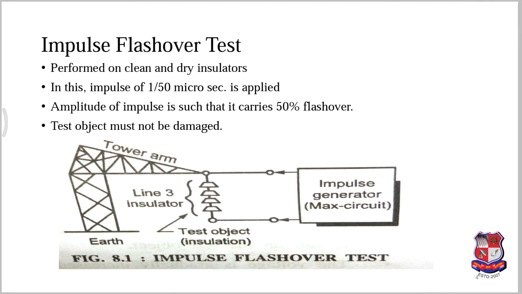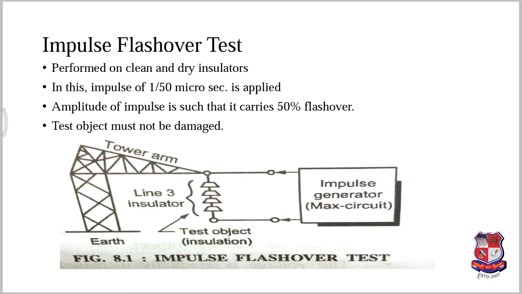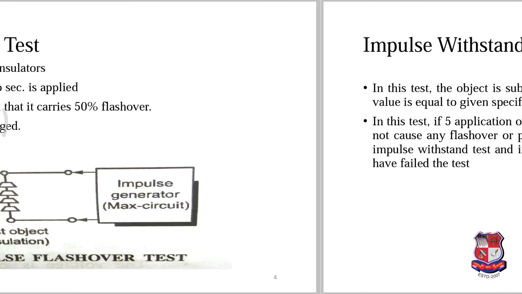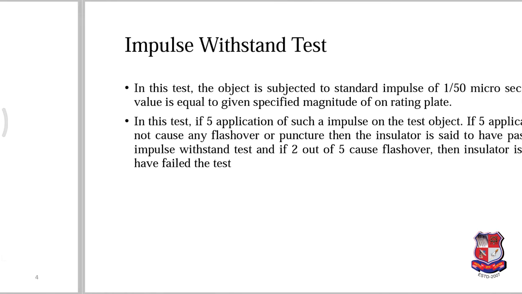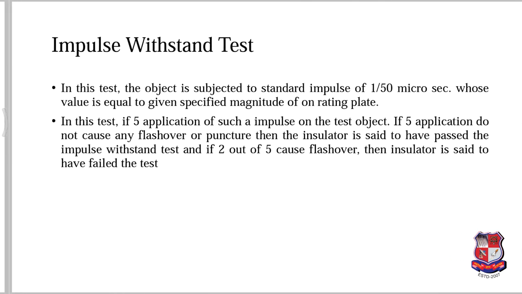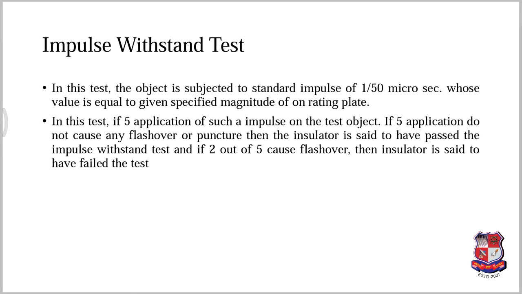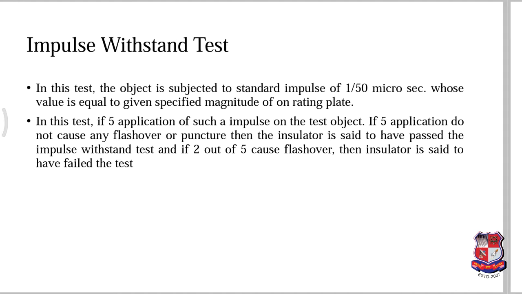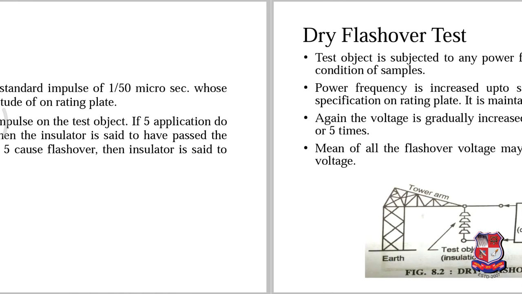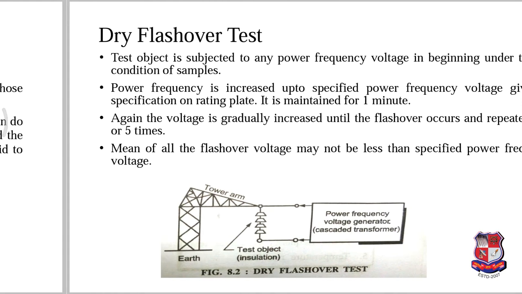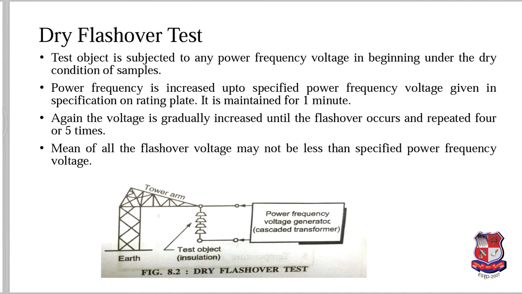Testing of the insulator. On the insulator we can do 4 types of test: flashover, withstand, which is done by giving impulse wave, then dry flashover and wet flashover test. In any impulse testing we give the impulse wave with the help of a Marx circuit to that object. In this figure, this is the impulse flashover test. You see in the figure the insulator is there and it is given supply by the impulse Marx circuit.